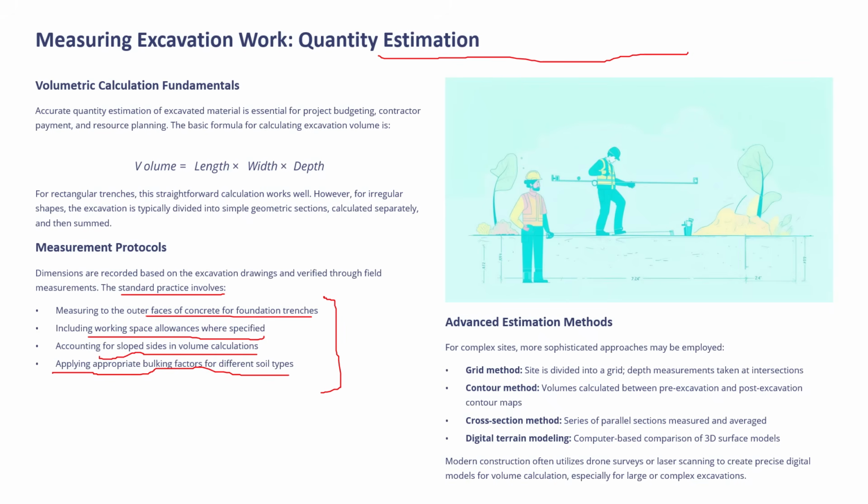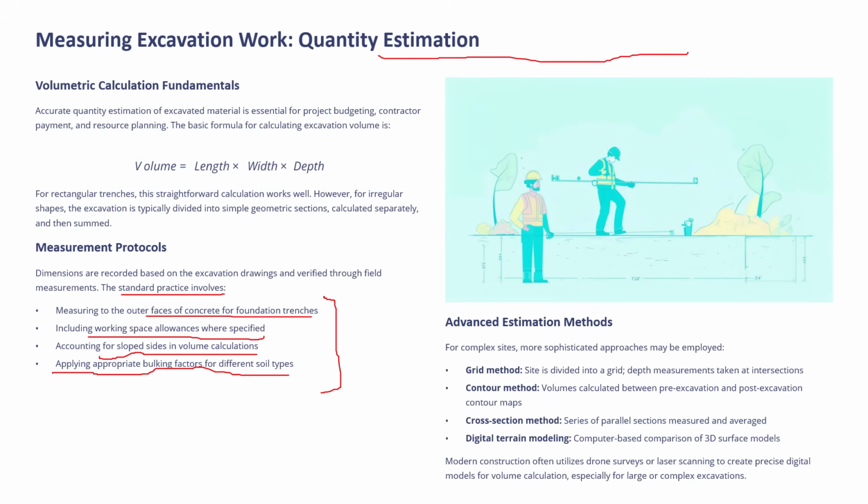You know in surveying what is a contour. The points of equal elevation are called contours. So in the contour method, volume is calculated between pre-excavation and post-excavation contour maps. Then the cross-section method, where a series of parallel sections are measured and then the average is taken. And then in today's scenario, when digital platforms are available, you may use digital terrain modeling, a computer-based comparison of 3D surface models. With the help of that you can do all these things.